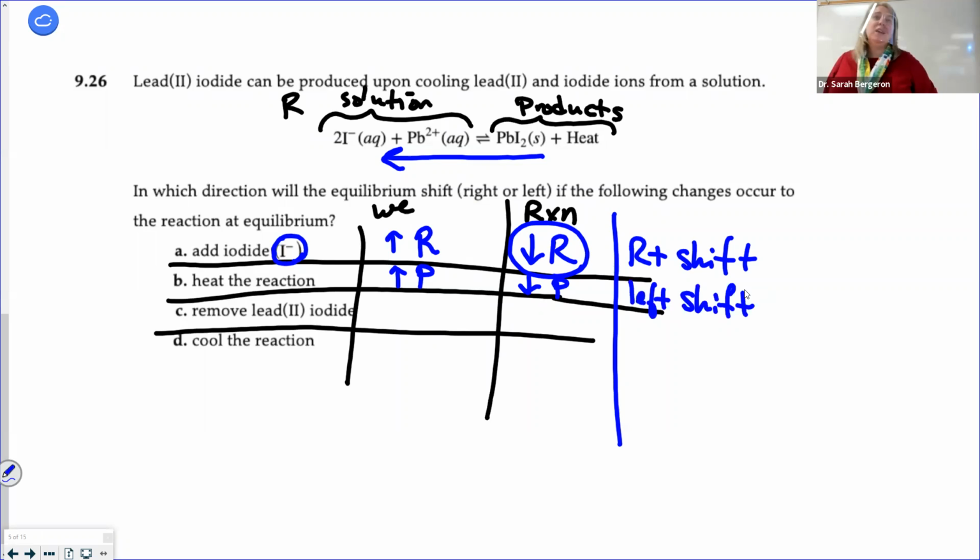Try C and D. Take a minute. Try C and D and do it in the same way that we're doing it.